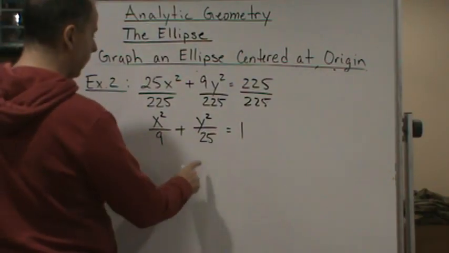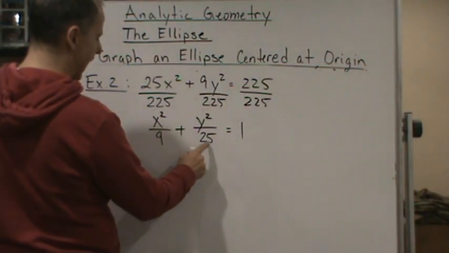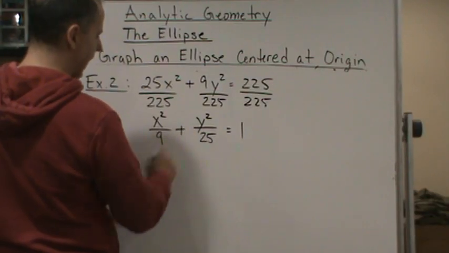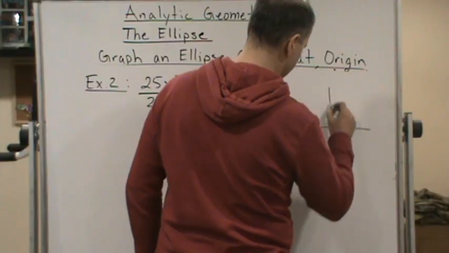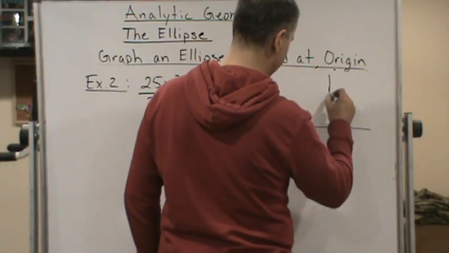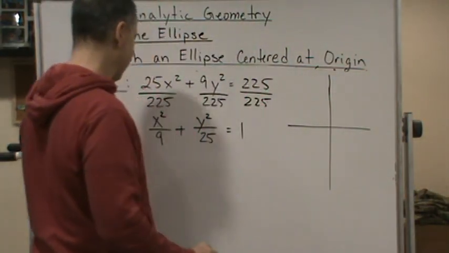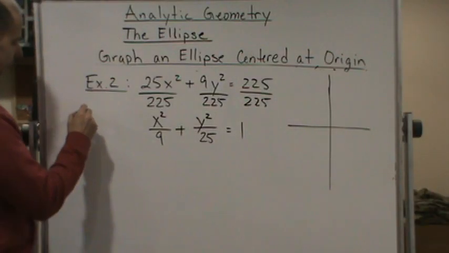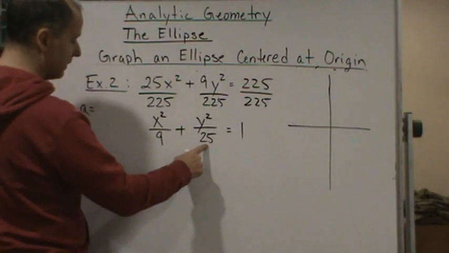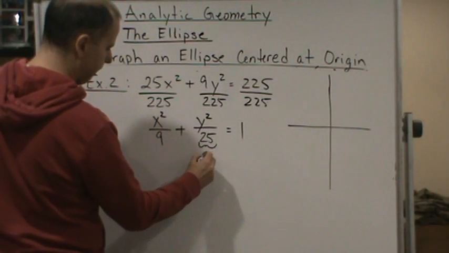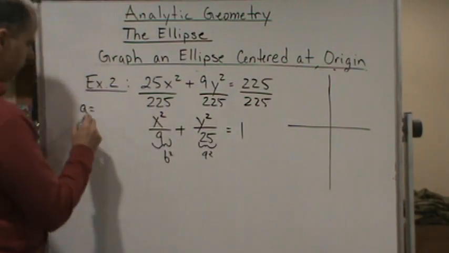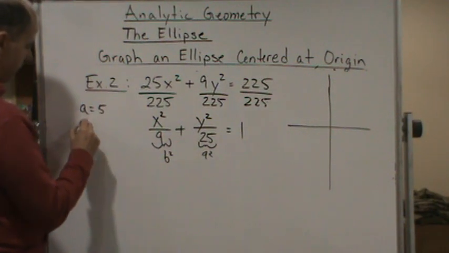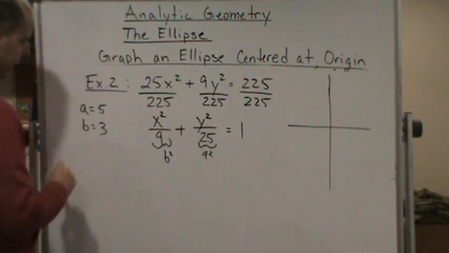So we know that the major axis is the y-axis now. So this is going to do something like this, right? It's going to be elongated on the y-axis. Now, that means what? A in this case is equal to what? This is a squared, and this is b squared, which means a is equal to 5 and b is equal to 3.